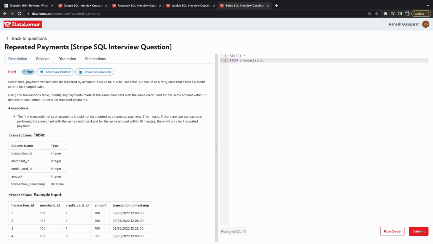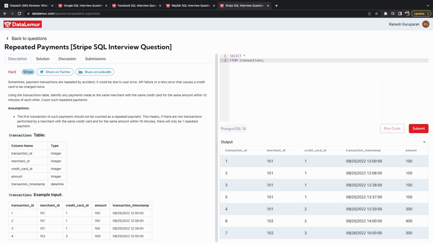Cool, let's query the table real quick. All right, so what we need to do here is get the merchant ID, because we want the same merchant, same credit card, and we're probably going to need to use the lag function here too, because we want the past 10 minutes. And then we need the amount, and we want the transaction timestamp, the specific time.